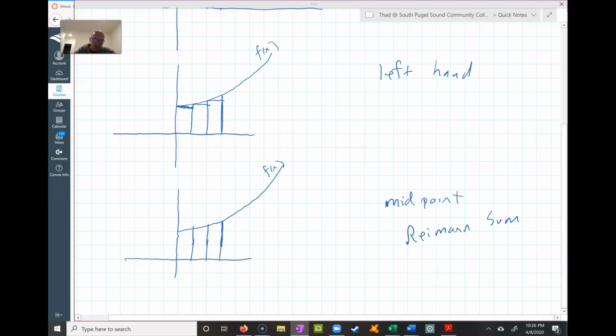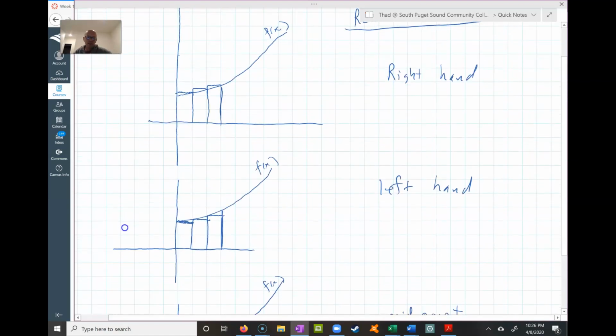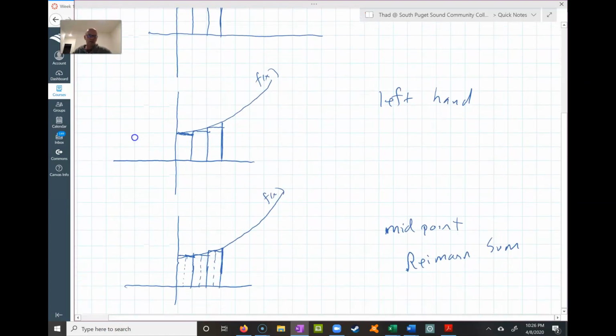In this case, I'm going to use the midpoint of the interval to determine the height. So I would draw a line up like this, and where it hits the f(x) line, that would be the height of my rectangle. That would be the height of that rectangle, and if I go up there, whoops, that would be the height of that rectangle.